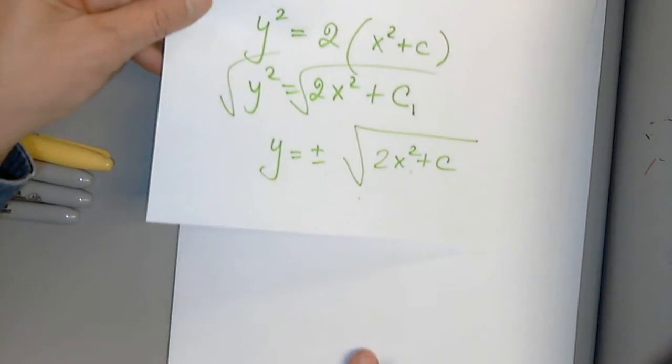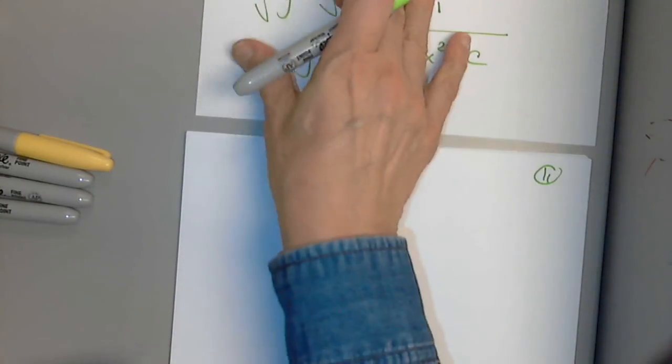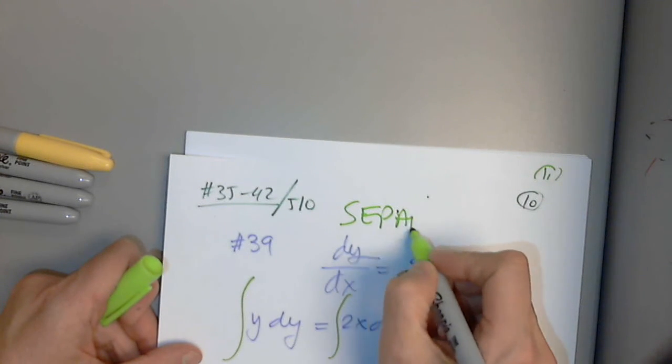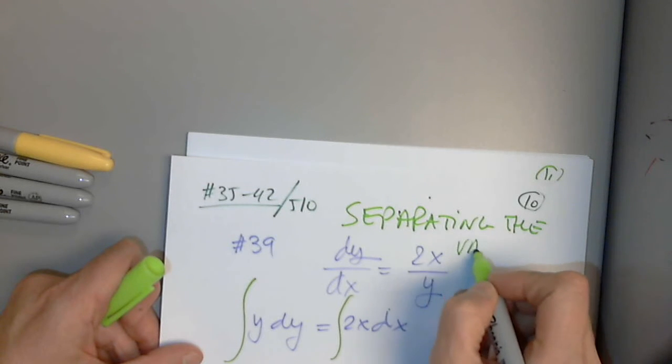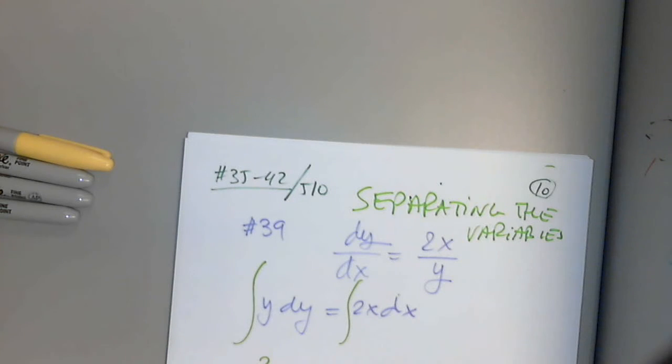Ready for the next problem? This is how we solve differential equations by separating the variables. Of course. By separating the variables, that's what we did. We had y alone on one side, we had x alone on the other. Separating the variables.